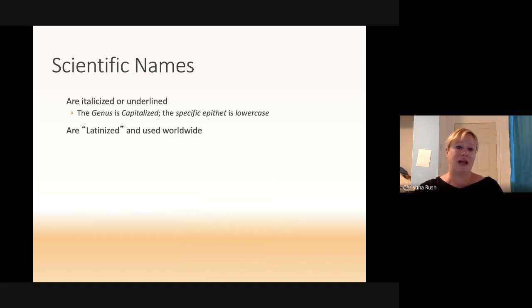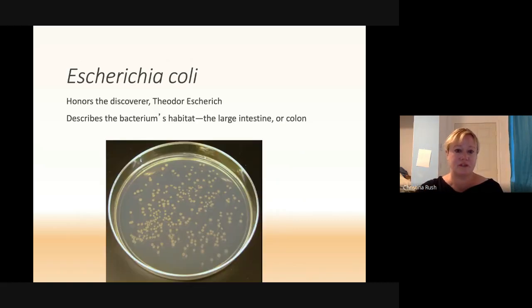Scientific names are also Latinized, and these are used worldwide. They may be descriptive or honor a scientist, such as E. coli. So Escherichia coli honors the discoverer Theodore Escherich, and it also describes the bacterium's habitat, the large intestine or colon. So we have Escherichia for his name and coli for where its habitat is.